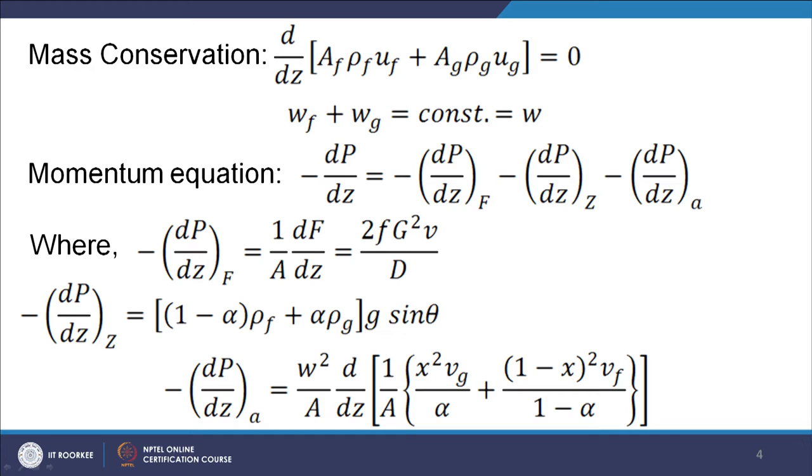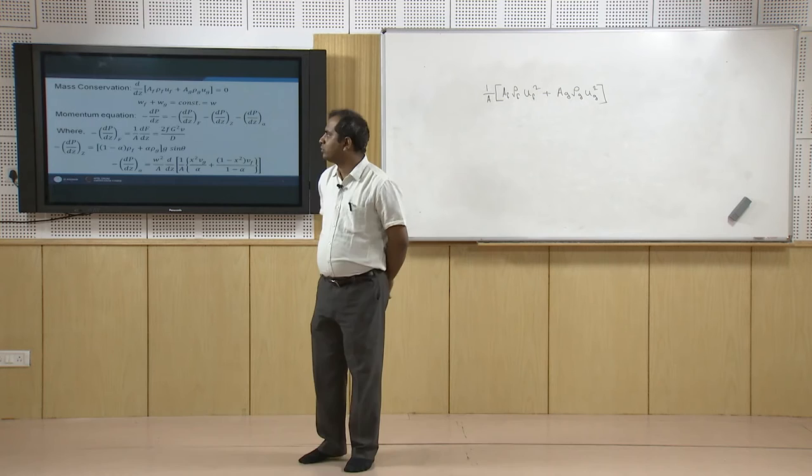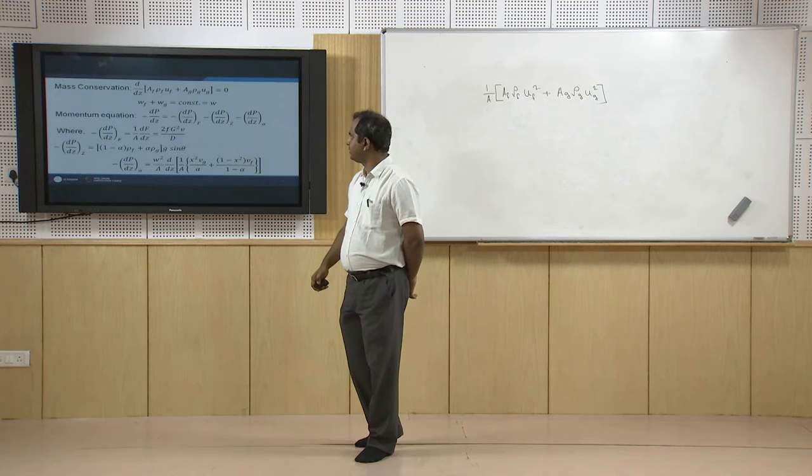So, whenever we add those two, you will find these two terms cancelling out, and finally you will get the mass conservation equation like this. Now, we all know that A_F rho_F U_F is nothing but W_F, and A_G rho_G U_G is equal to W_G. So we can write W_F plus W_G is equal to a constant term, and we write that as the overall mass flow rate W, right.